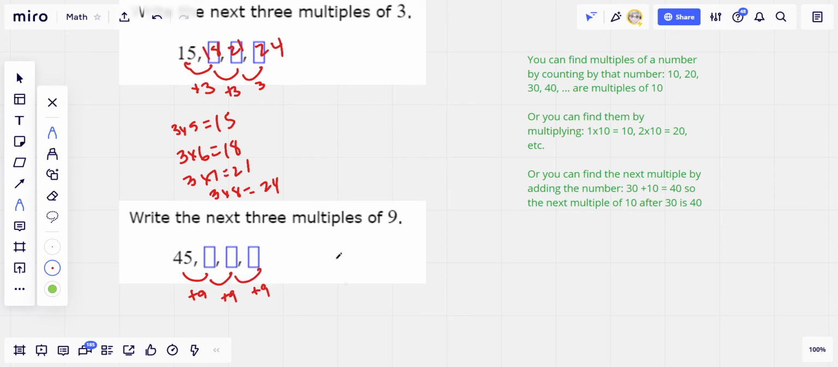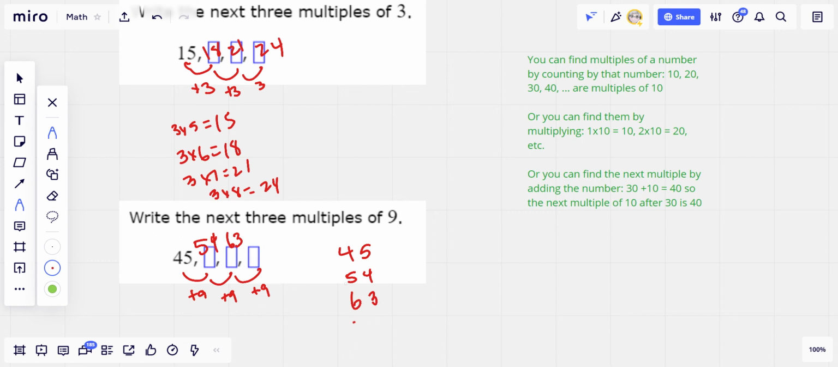So 45 plus 9 is 54. So that's 54. And 54 plus 9 is 63. And I showed this one time before, but there is a pattern here. So if I list 45, 54, 63, you'll notice the number in the tens is going up by 1: 4, 5, 6. And the number in the ones is going down by 1: 5, 4, 3. And this pattern continues.